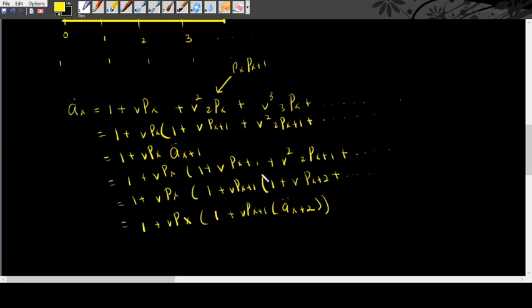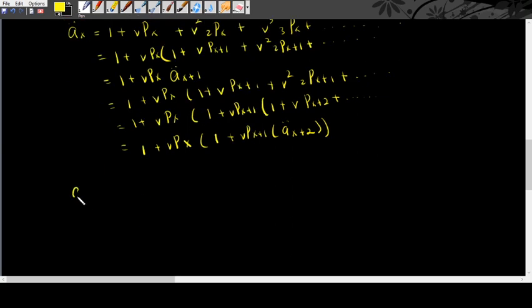So here you can say that ä_x equals 1 plus vp_x ä_x+1, and ä_x+1 equals 1 plus vp_x+1 ä_x+2. You can see the pattern is recurring, so we call this the recursions for the life annuities.